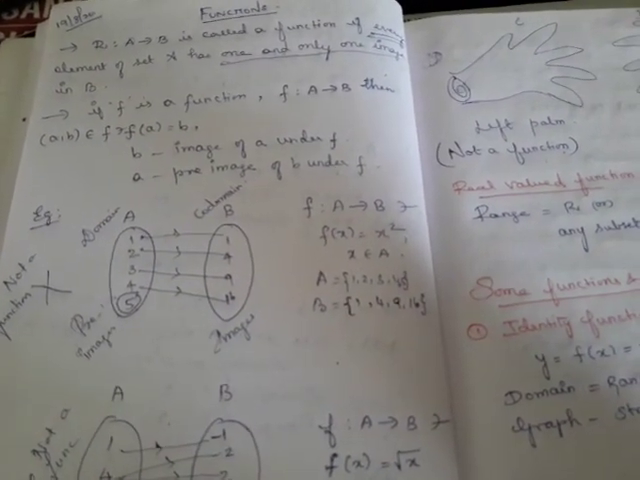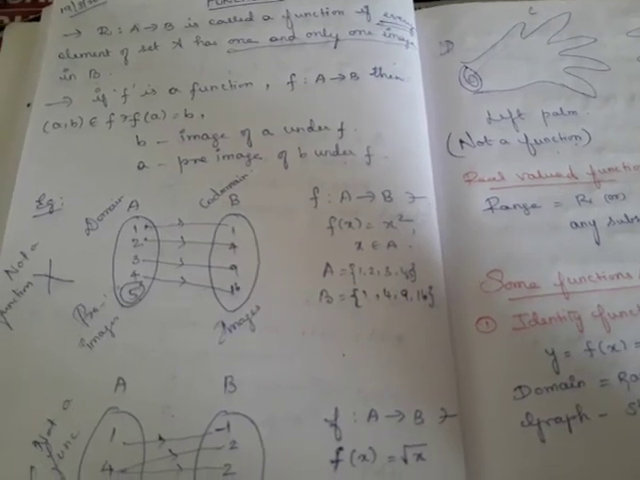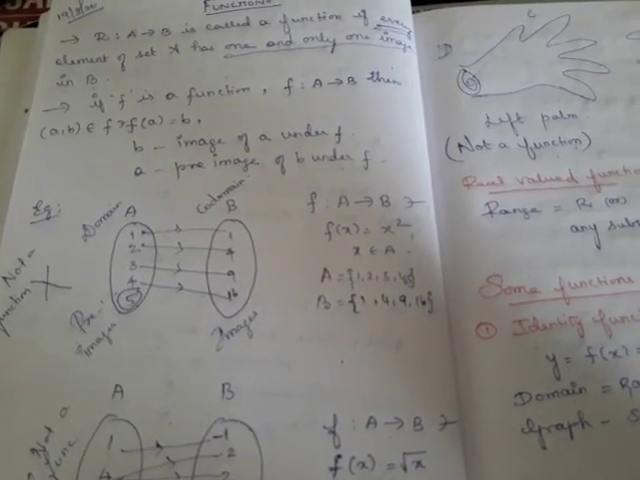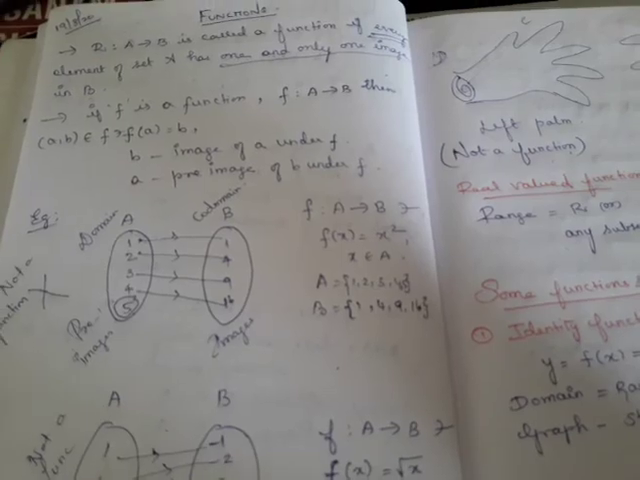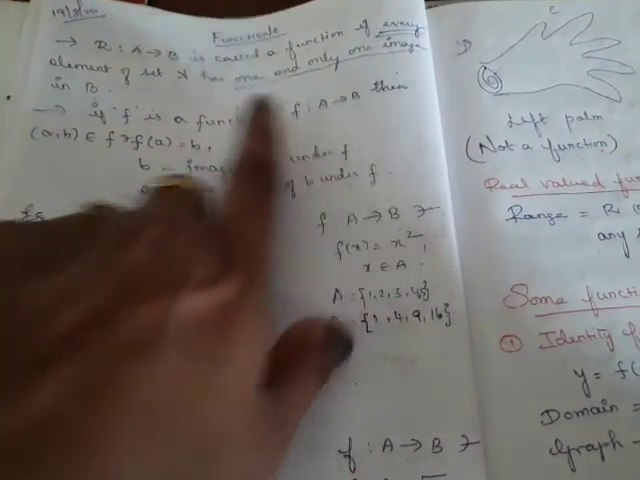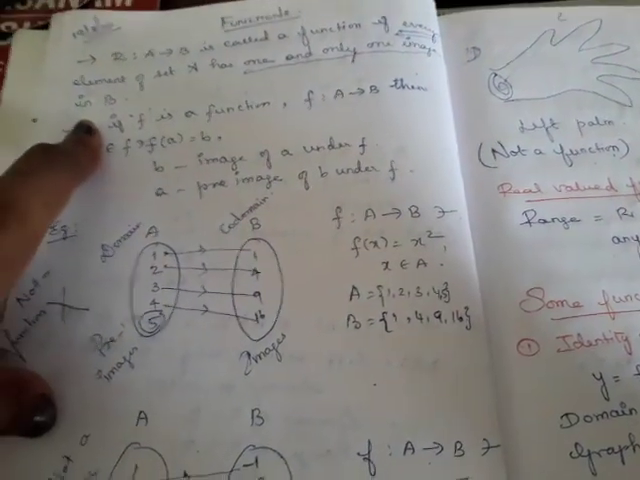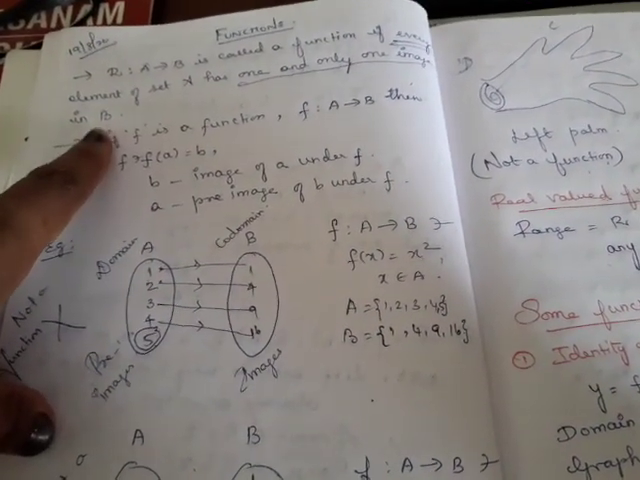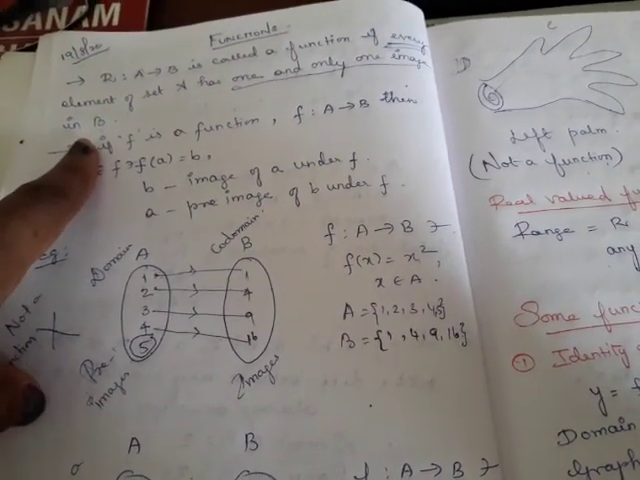Then we have solved a few more problems under relations. Then we learned what is meant by function. What is meant by a function? A relation is called a function under certain conditions. What are all those conditions? Every element of set A has one and only one image in set B. Then that particular relation we will call a function, right?